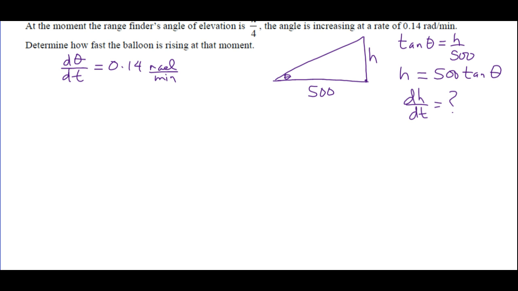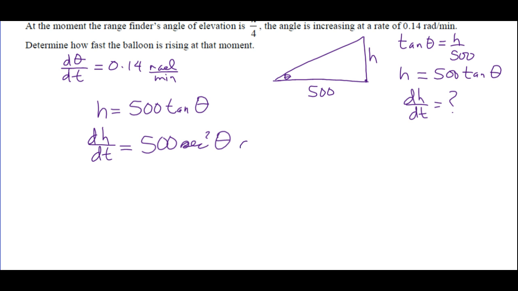Starting with an expression for h, this is what's relating h and theta. Remember, related rates: we need something to relate the quantities, which are the angle and the height. We take the derivative with respect to time of both sides, giving us dh by dt is equal to, and the derivative of tangent is secant squared. We've got the 500 still, it's a constant. So it's 500 secant squared theta d theta by dt.